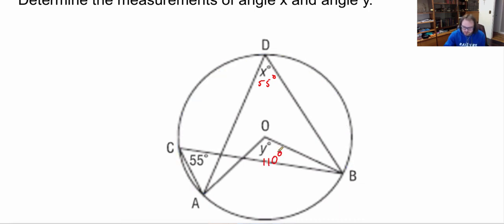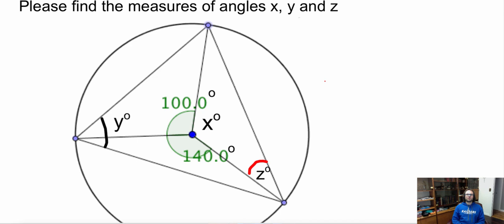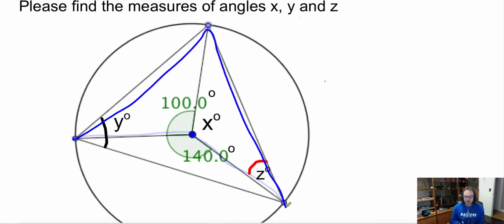So in this diagram here, we have a whole bunch of angles, and we want to try and solve for x, y, and z. Now the first thing I'm going to do is try and figure out where my central angles are and what my inscribed angles are. So right here, I look at this 140. This is a central angle. Now the inscribed angle that has the same feet is up here. So then I know that this angle here is actually going to be 70. But so far, we don't really need to know that angle.